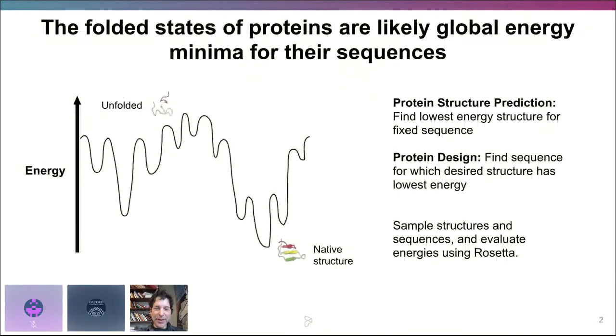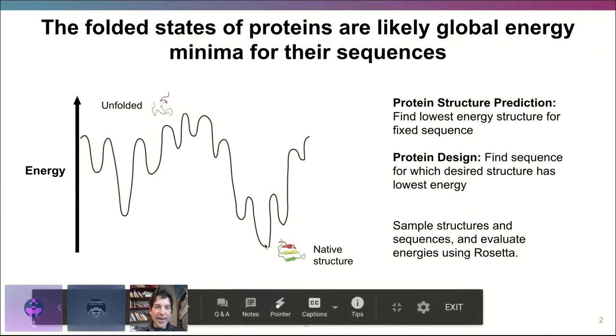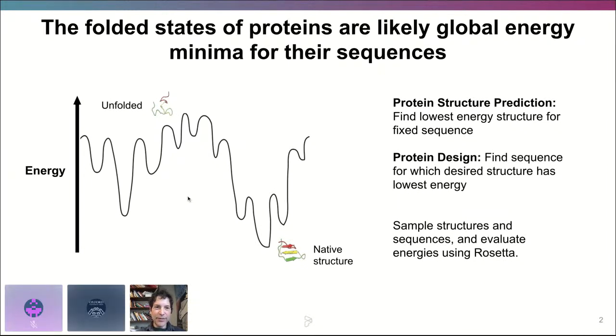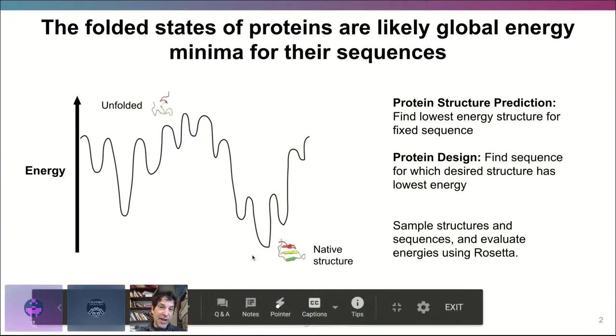So the picture that has driven our work on protein design up until very recently is shown here. It's based on the idea that proteins fold to their lowest free energy states. So if you want to predict the structure for a protein, you have to search through the different possible conformations of the protein for the one that has lowest energy. And if you want to design a protein which folds to a new structure, you first decide on what that structure is, and then you have to find a sequence whose lowest energy state is that structure.